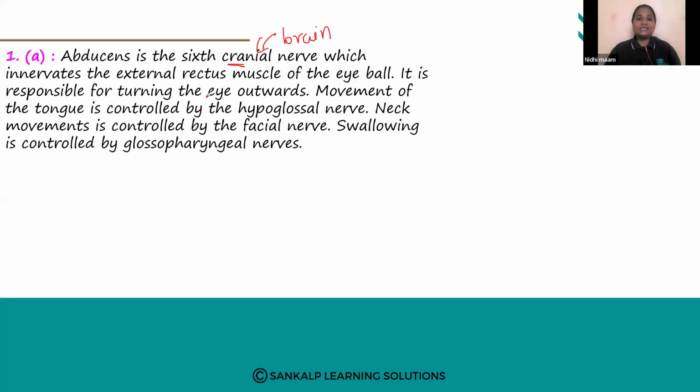Movement of the tongue is controlled by, please write it down, the hypoglossal nerve. Abducens is related to the eye. In the tongue you can see the nerve called the hypoglossal nerve. Neck movement is controlled by the facial nerve. Swallowing is controlled by glossopharyngeal nerves. So these all are types of cranial nerves. Fine. So option A is the right answer.